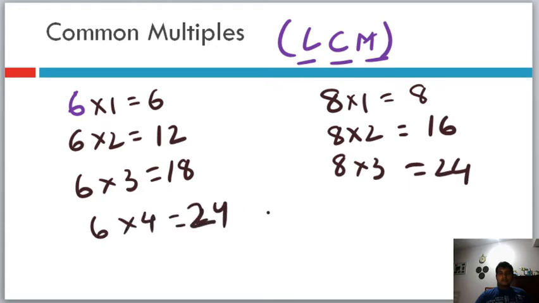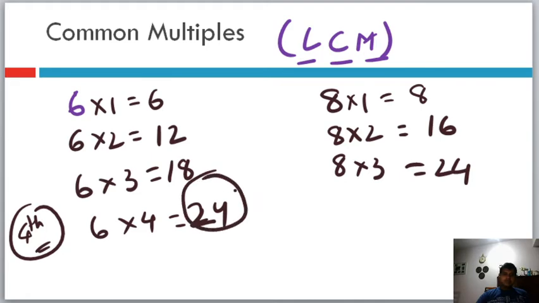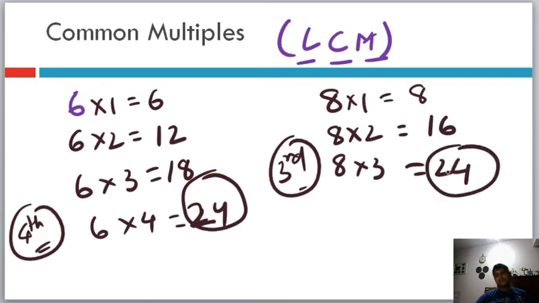Okay. So now you see that when you started to multiply, it was in the fourth multiple of 6 that you got 24, and in the third multiple of 8 is 24. So basically this is the least common multiple between these two numbers. Okay, this is the smallest number which is divisible by both 6 and 8.